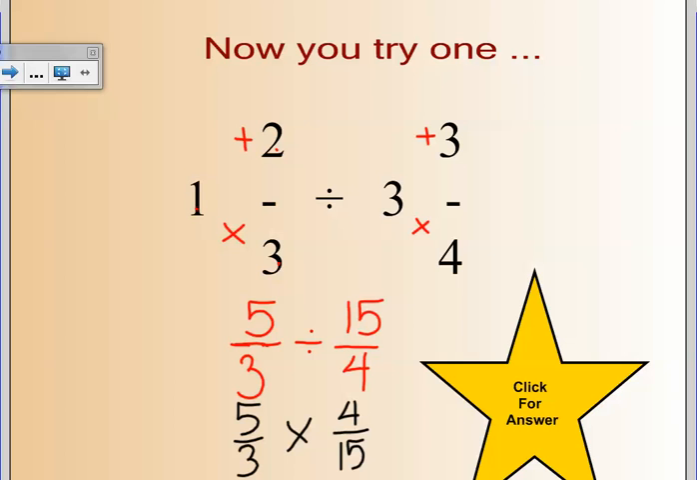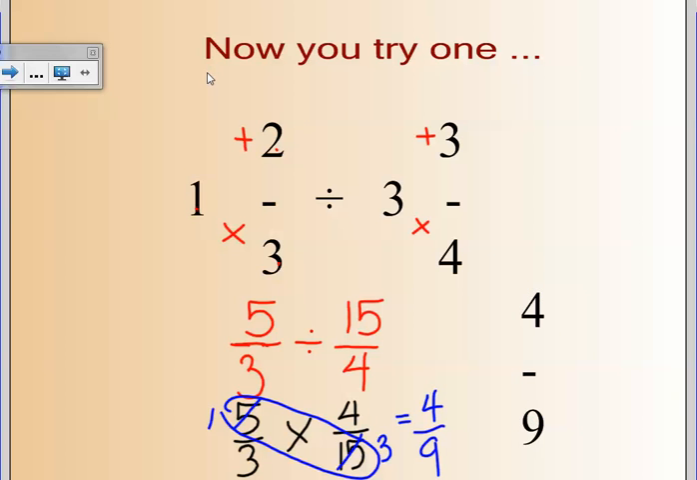Now I could go through and do this multiplication and get 20 over 45 and simplify it down, but let's see if you guys remember our trick from yesterday. If I look along my diagonal, can I divide 5 and 15 before I do my multiplication? Yes, I can. 5 divided by 5 is 1, and 15 divided by 5 is 3. So again, I'm going to make my numbers smaller before I do my multiplication. So now I get 1 times 4 is 4, and 3 times 3 is 9. Let's see. We got that right. 4 9ths was the answer.